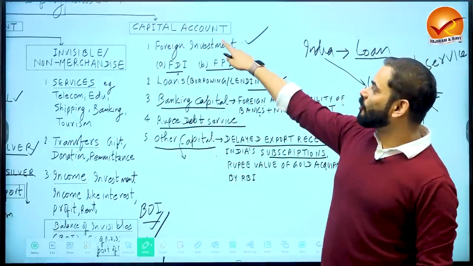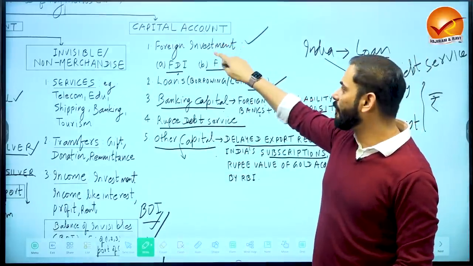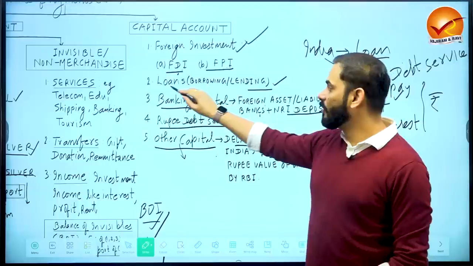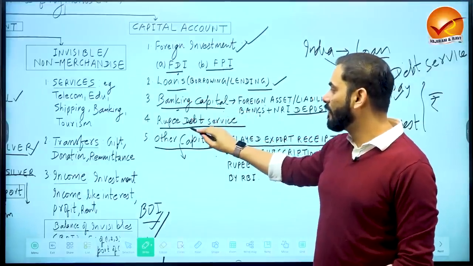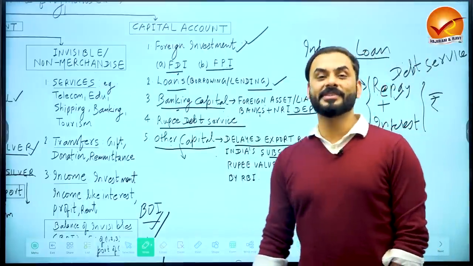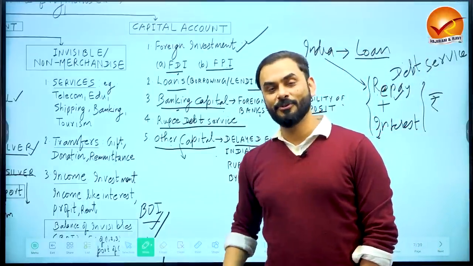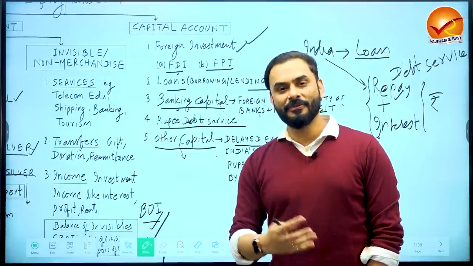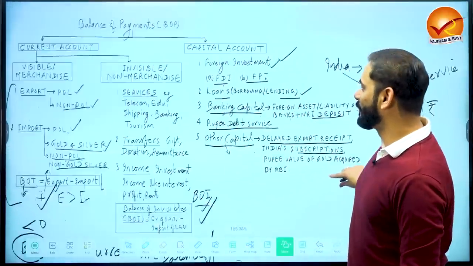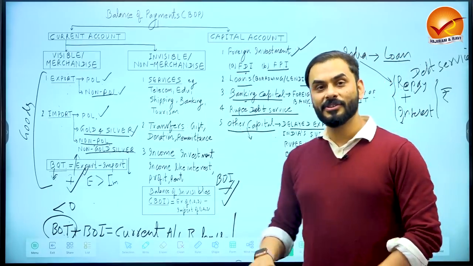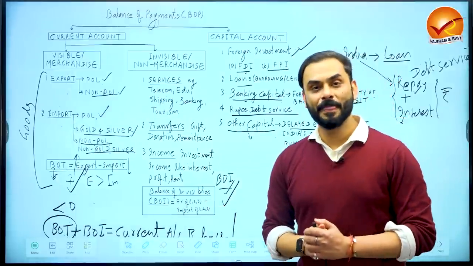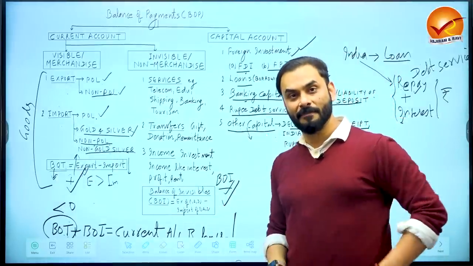So what do you mean by capital account? In capital account, you find foreign investment, which is FDI and FPI. You have loans, you have banking capital, you have rupee debt service, and you have other capital. Any of these could be asked in UPSC. And let me tell you that UPSC has some kind of fascination and love with this diagram and this flowchart. They ask so many questions just from this flowchart. All right, so you must memorize it before your exam.